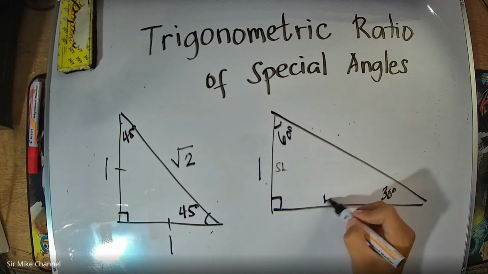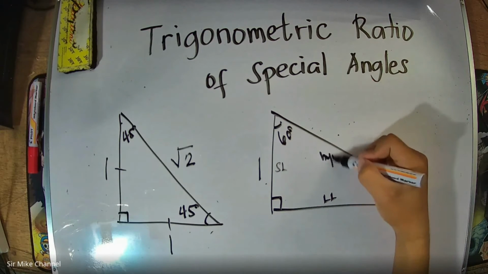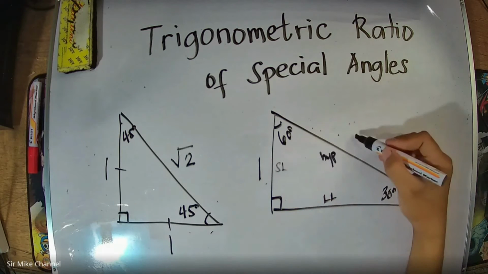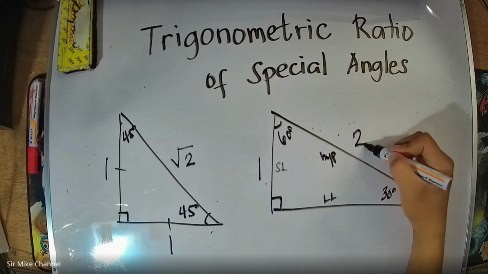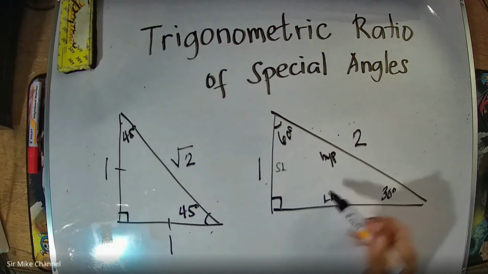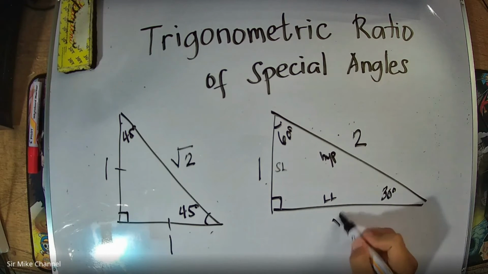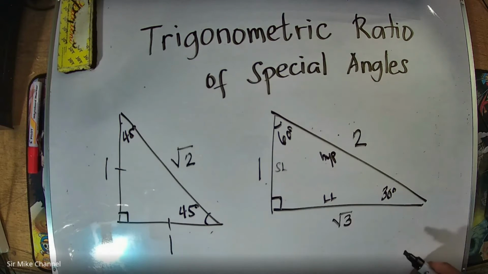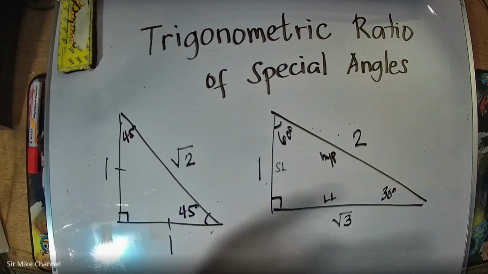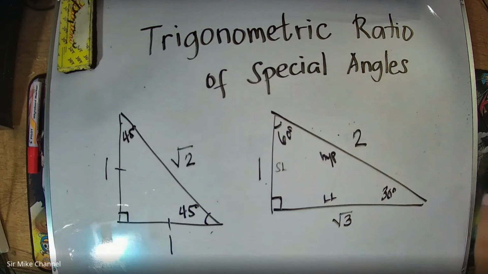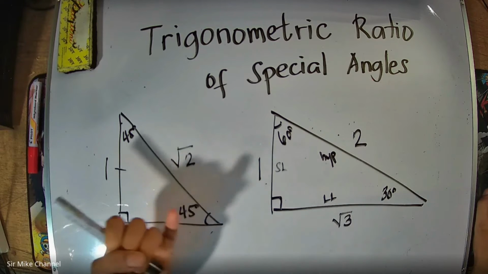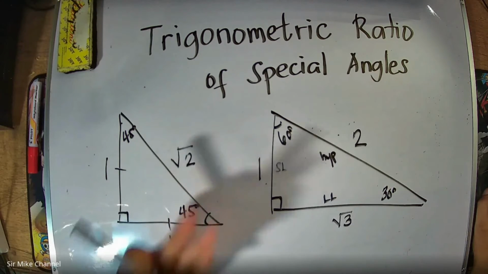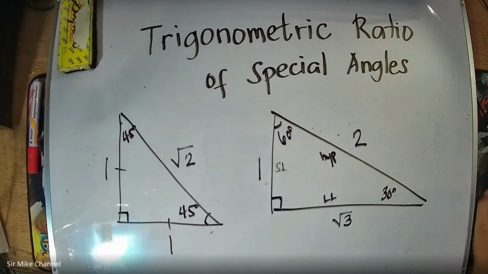Ito naman yung longer leg. So ito yung hypotenuse natin. So hypotenuse is twice siya dito. So ito 1 times 2. So meron tayong 2. How about the longer leg is square root of 3 times the shorter leg. So ito na yung pinaka-special angle natin. And then, so ipapasok na tayo dun sa may trigonometric ratio natin na yung 6. Diba? Yung sine, cosine, tangent, cosecant, secant, and cotangent.